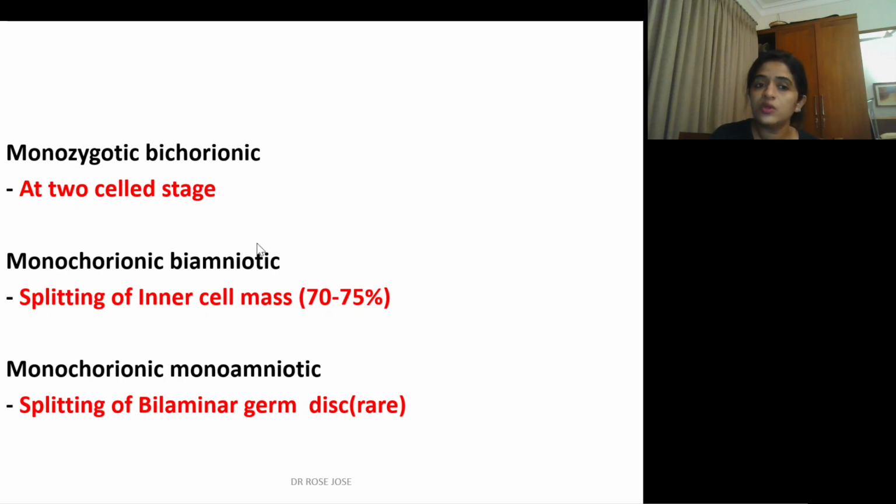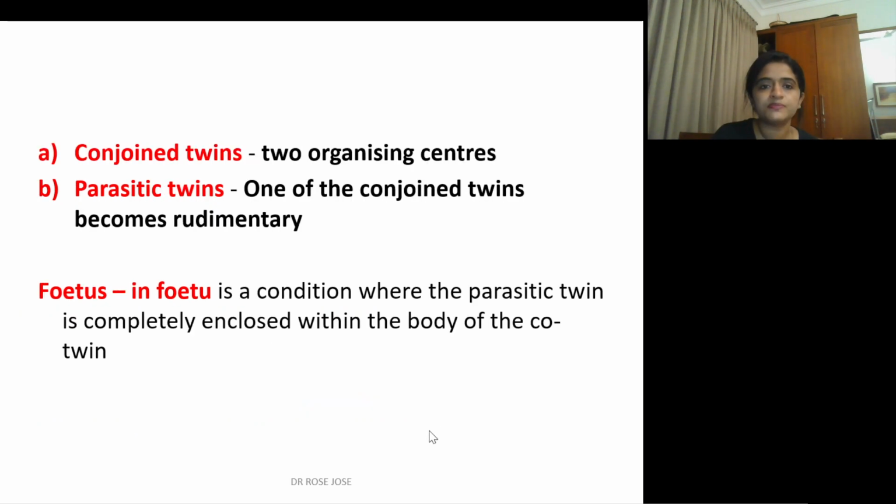The next one was monochorionic but still you have the two amniotic cavities. That is due to the splitting of the inner cell mass, and this is the most common type where you get monozygotic twins, that is 70 to 75%. The next one is monochorionic, monoamniotic. The two fetuses will be lying within a single chorionic and single amniotic cavity, and this is because the splitting occurred after the formation of the bilaminar germ disc, and this is said to be very rare, and said to have maximum complications as well.